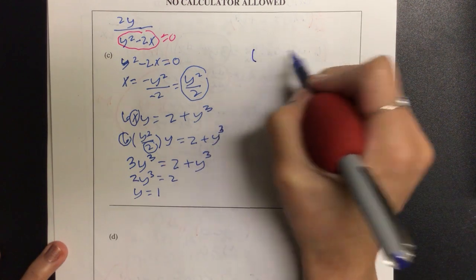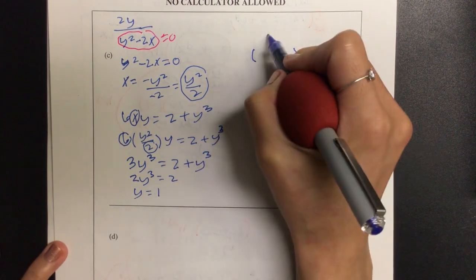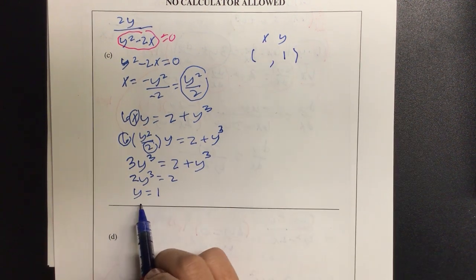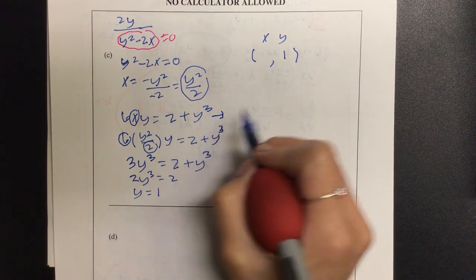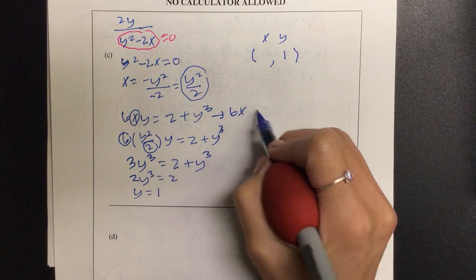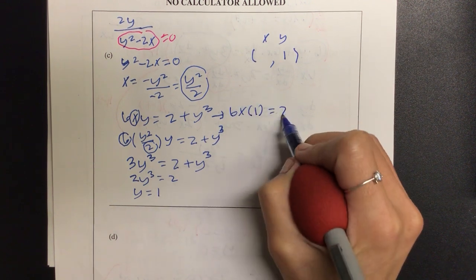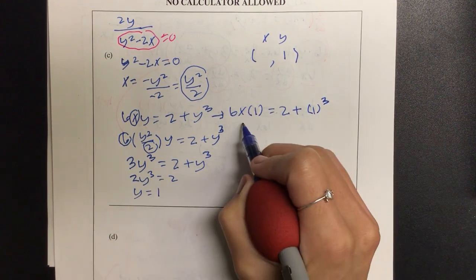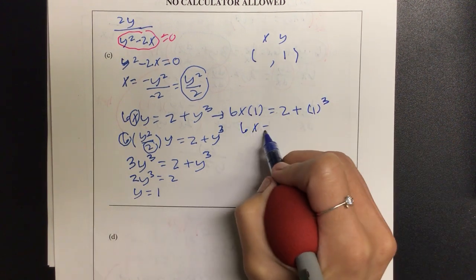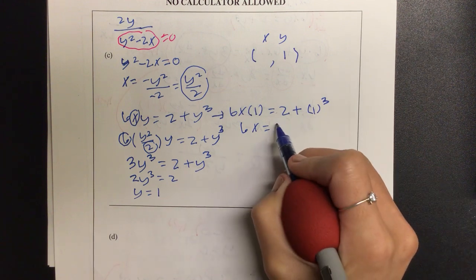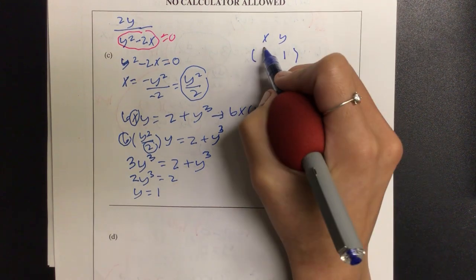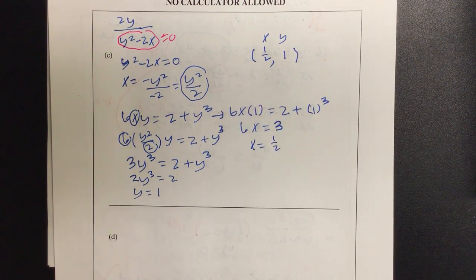So let's go ahead and put, it does exist. And this is our x comma y. I found the y value. So now I can find the x value by plugging it in here. So we have 6x times a 1 is equal to 2 plus 1 cubed, which technically we have 6x. How many is on the right side? 3. So we know our x must be 1/2. So this one does exist.